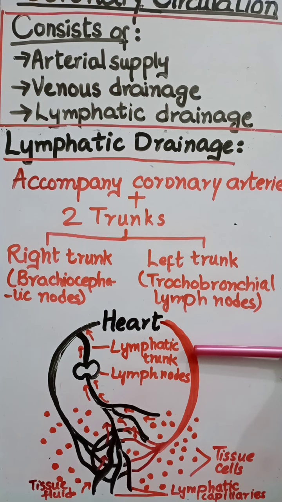Both these trunks drain their lymph into respective lymph nodes. Like the right trunk drains its lymph into the brachiocephalic node, while the left trunk drains its lymph into the bronchial lymph node. Then from these lymph nodes, this fluid is exchanged with the tissues, and tissue fluid enters into them through the lymphatic capillaries. In this way, the heart will undergo lymphatic drainage.